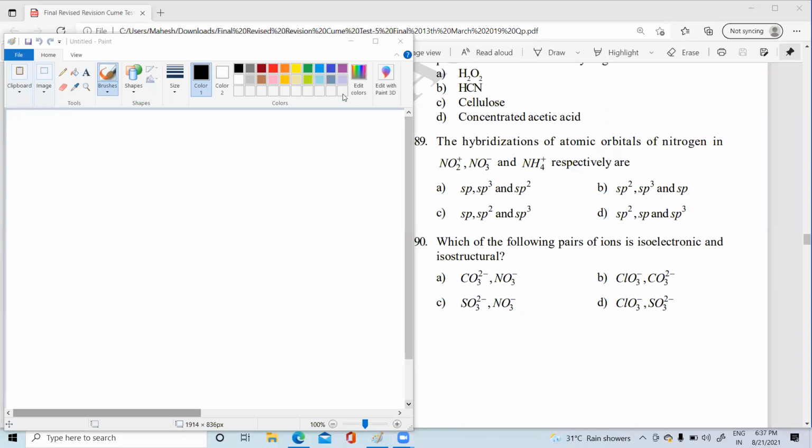Question number 89, students. Here, the hybridizations of the atomic orbitals of nitrogen in NO2 plus, NO3 minus, NH4 plus. NO2 plus is sp hybridized, students, and NO3 minus is sp2 hybridized. NH4 plus is sp3 hybridized, students. Let's check: sp, sp2, sp3. Option C is the correct one. How to identify this? We only have to know the central atom, students.